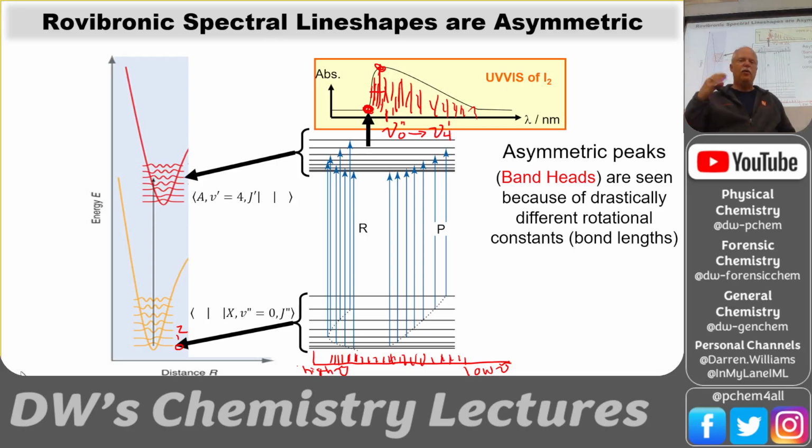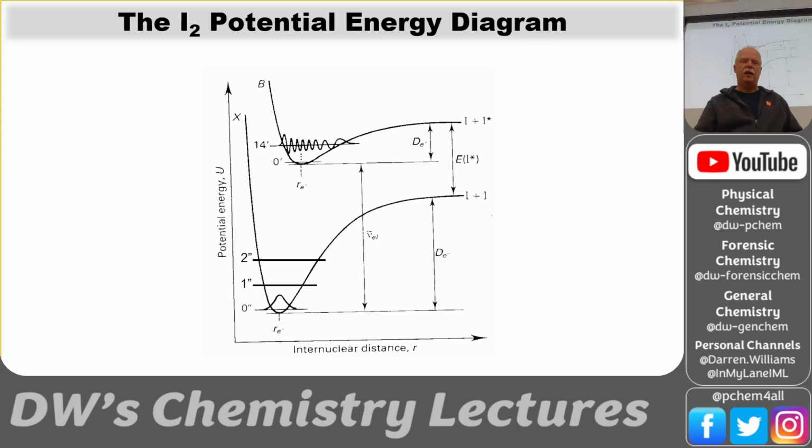So we'll have more on that in a minute, but I just wanted to show you why we're picking that. It's because we're not resolving the rotational lines. We have these band heads, and that's a more accurate and more objectively easy point to pick than the peak maximum. Okay, so this is the I2 potential energy diagram.